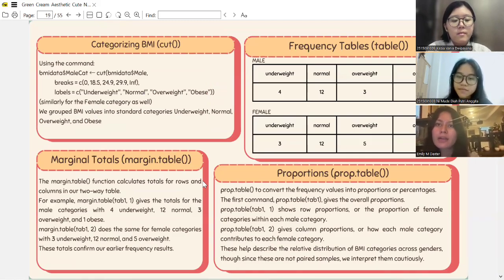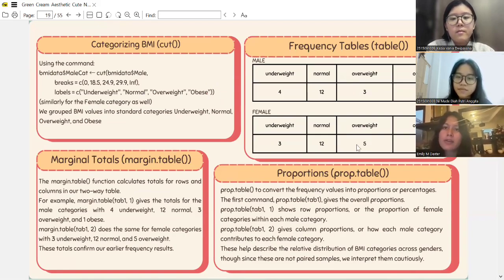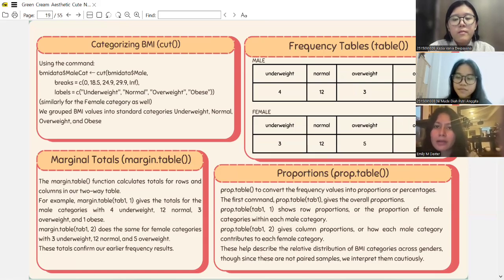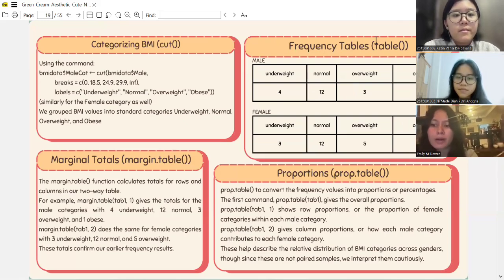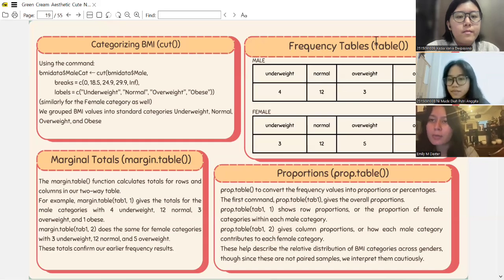Moving on to categorizing BMI, or the cut command. So using the command below, we group BMI values into standard categories: underweight, normal, overweight, and obese. So for example, any BMI under 18.5 is classified as underweight, 18.5 to 24.9 is classified as normal, 25 to 29.9 is overweight, and anything above 30 is obese.